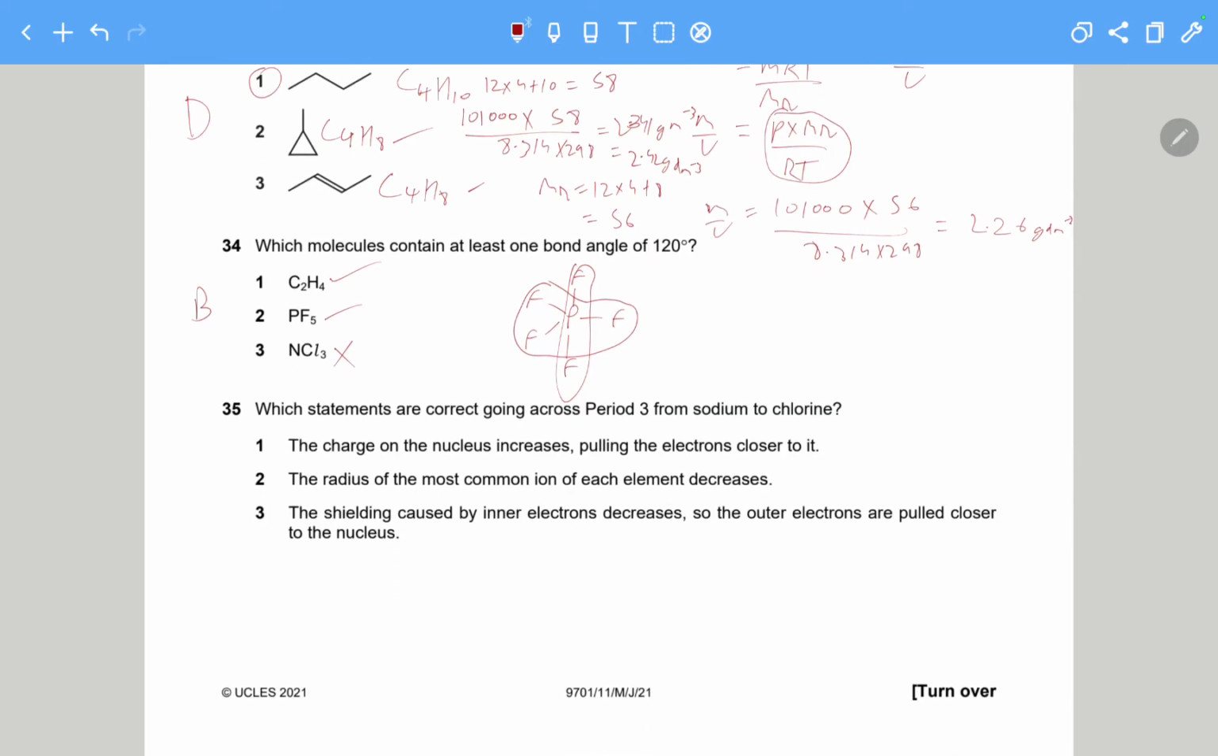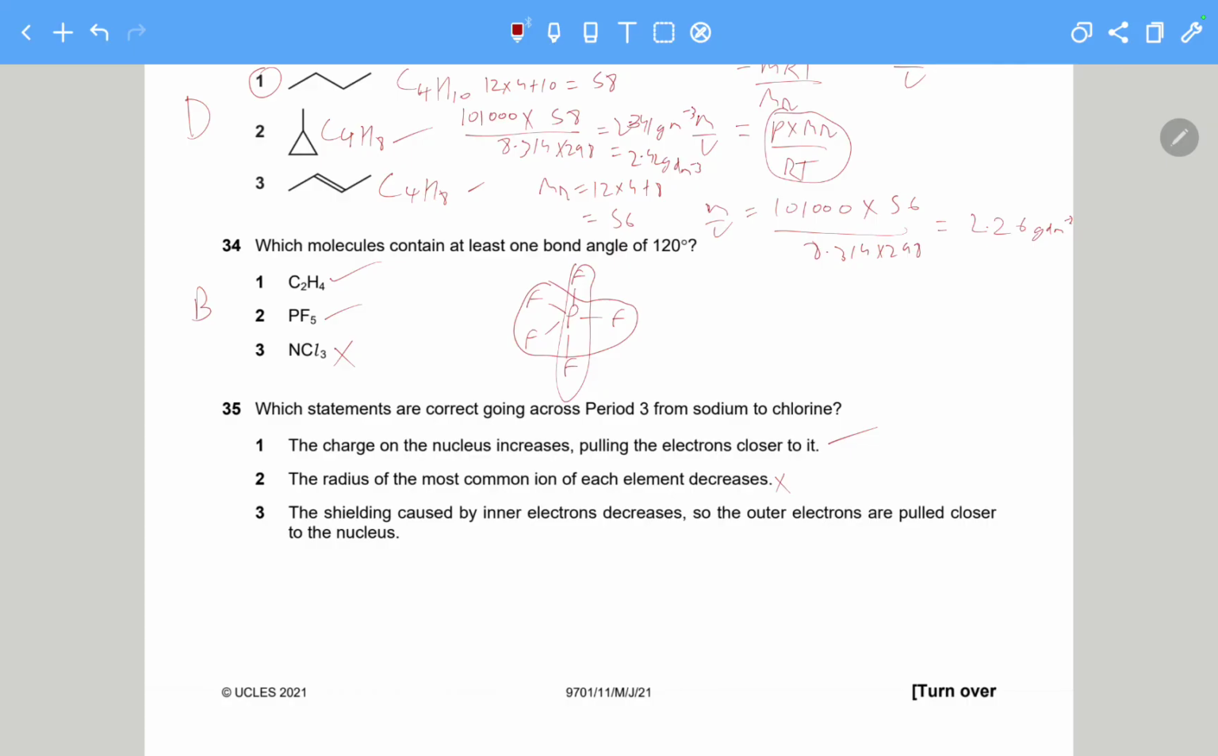Which statements are correct going across period 3 from sodium to chlorine? The charge on the nucleus increases, pulling the electrons closer to it. That's correct. The radius of the most common ion of each element decreases. This is wrong because it decreases for the metals because they have a positive common ion, but for the non-metals the most common ion is a negatively charged ion, so the radius increases. So it's decreasing first, then it's increasing, so this cannot be true.